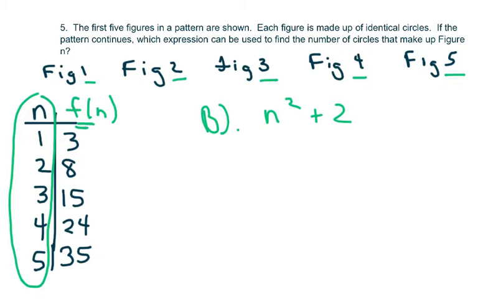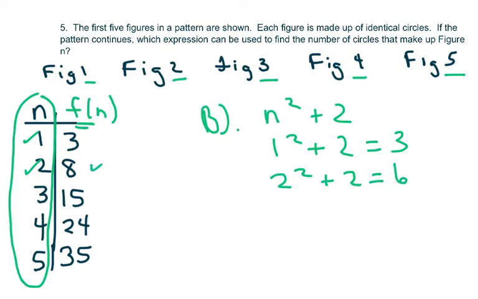So I plug in my n values. I get 3, so it works. Then I try my next one, and that gives me 6. Well, that doesn't work because I should get 8. So then I would move on to another choice.